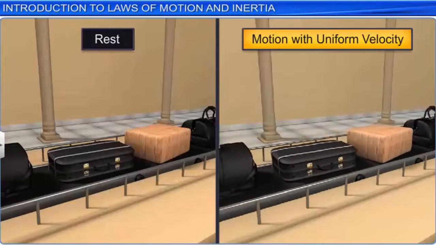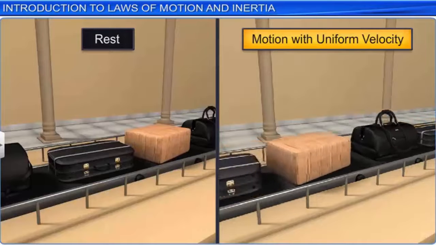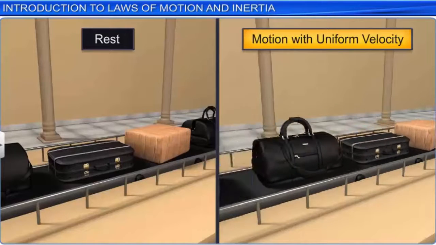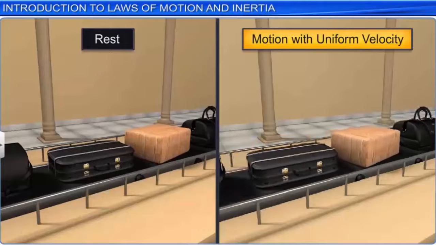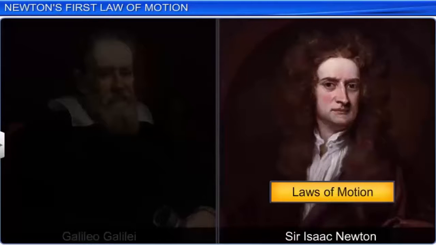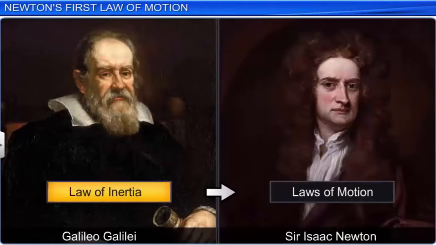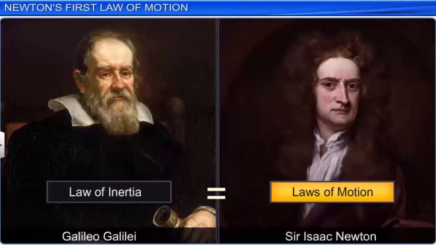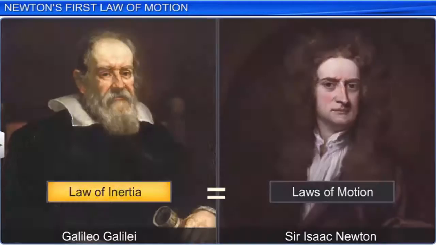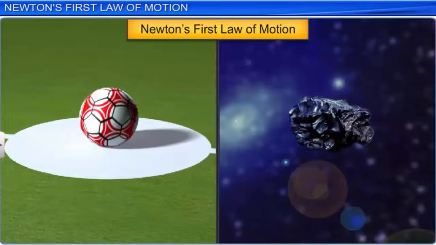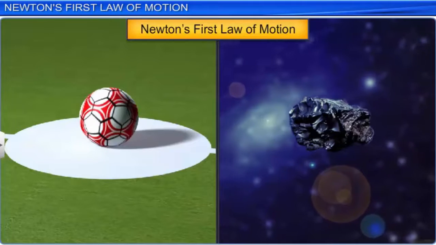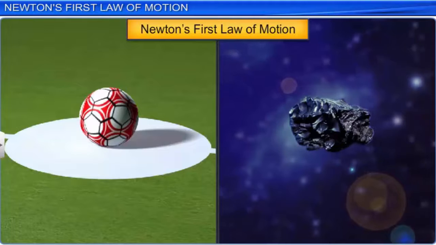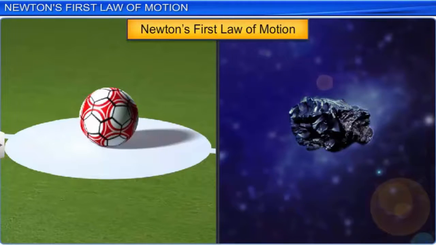In simple terms, inertia means resistance to change or resistance to acceleration. Newton's laws of motion have their roots in Galileo's law of inertia. In fact, Newton's first law of motion is almost the same as Galileo's law of inertia. Newton's first law of motion states that every object continues to be in its state of rest or of uniform motion in a straight line unless compelled by some external force to act otherwise.